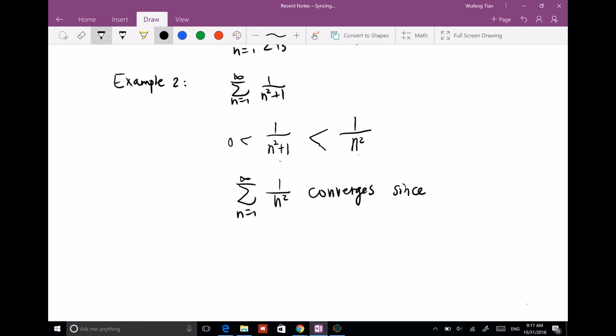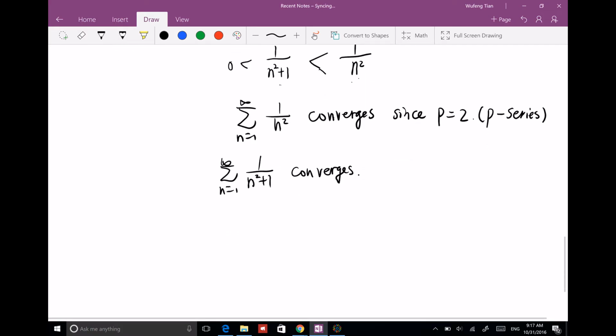Since this is a P series, P equals 2, okay? P equals 2 is bigger than 1, and this one converges. Since the big one converges, then the smaller one, the series from n equals 1 to infinity of 1 over n squared plus 1, will also converge. Okay. Make sense, everyone?